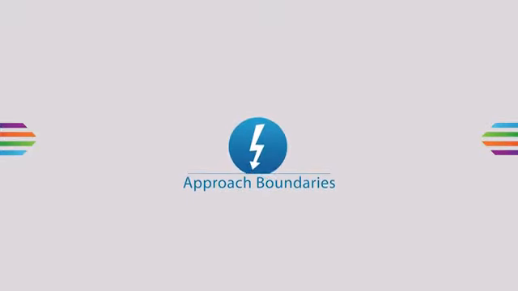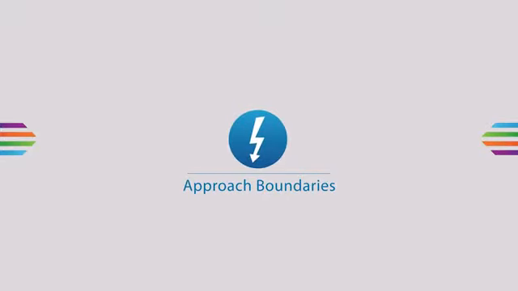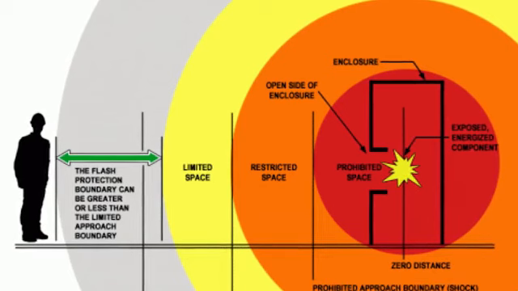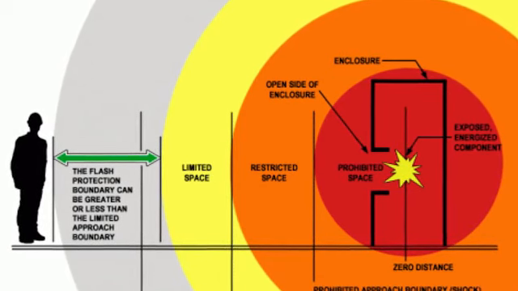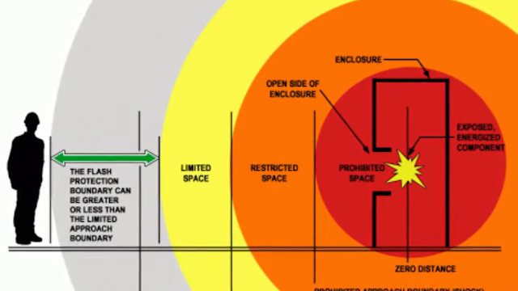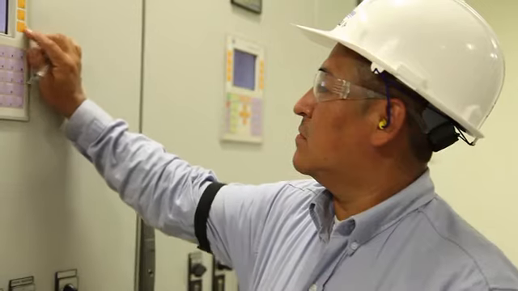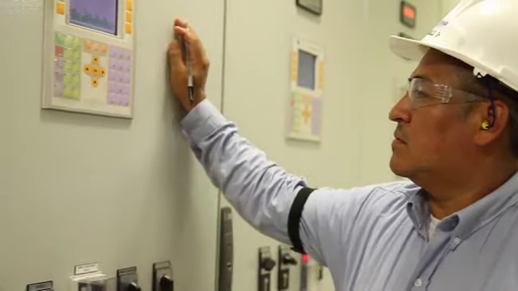To reduce the risk of injury to workers due to shock and arc flash hazards, shock and approach boundaries have been implemented. The limited, restricted, and prohibited approach boundaries are based on the voltage of the energized equipment and are stipulated by the locally enforced electrical procedures and regulations.